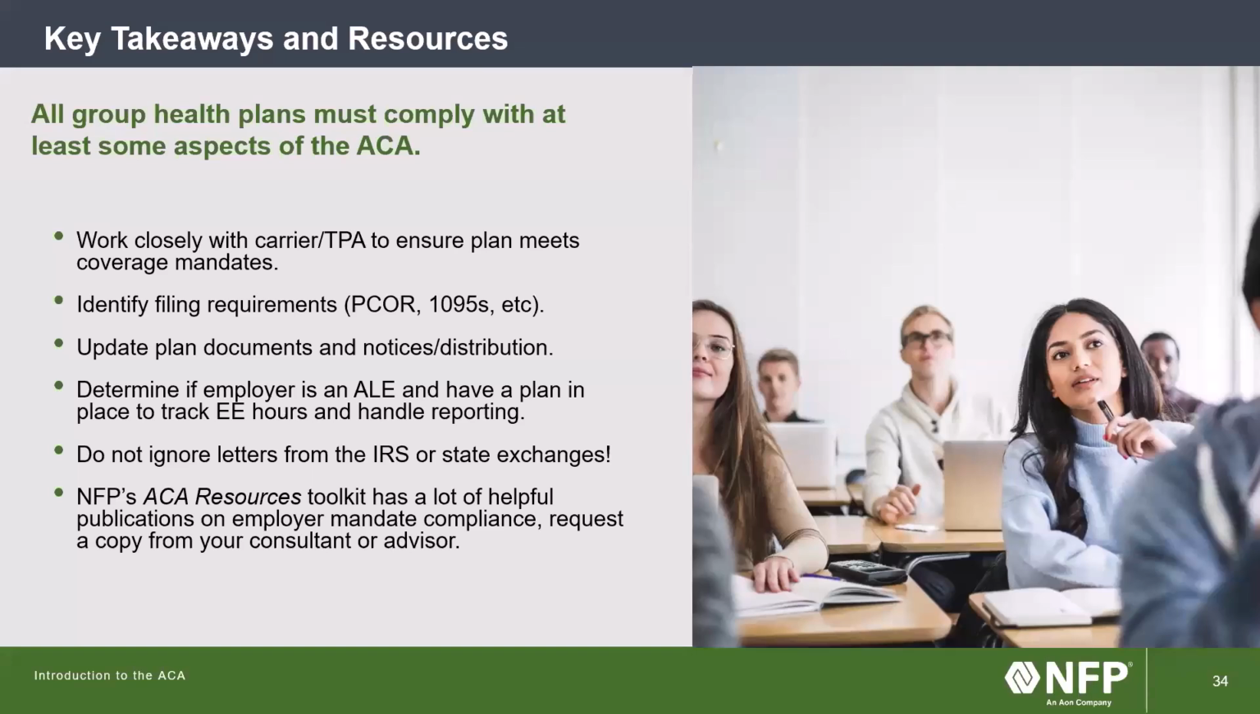It's also important to determine if an employer is an applicable large employer and they have a plan in place to track those employee hours to make sure that they are actually offering the coverage to full-time employees, at least full-time as defined by the ACA, and make sure that they can handle the reporting requirements. Again, it's important not to ignore those letters from the IRS or state exchanges because those penalties can add up.